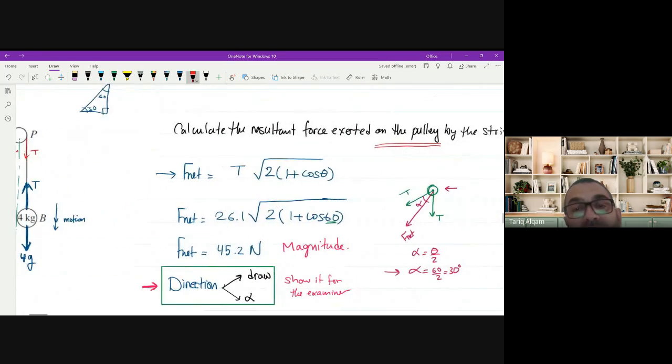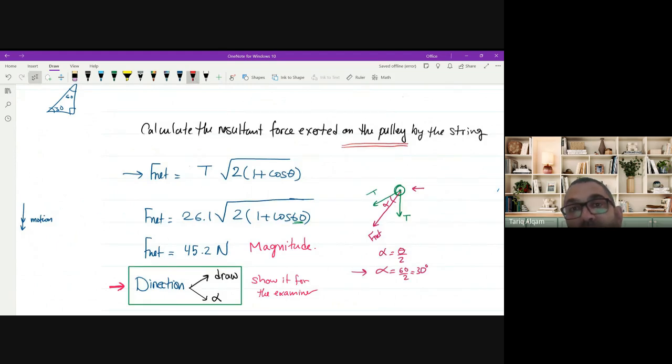Now I will substitute in the reduced formula that I told you about. F net on the pulley equals T root 2 times 1 plus cosine theta. Tension is found to be 26.1, so root 2 times 1 plus cosine 60. If you substitute this, you will get 45.2. This is the resultant force on the pulley, the magnitude of the resultant force.